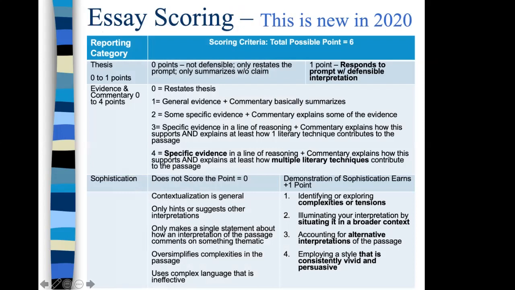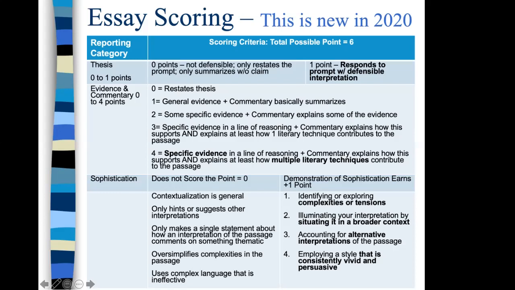The section with evidence and commentary, you want to have specific evidence and you want to have at least one literary technique, but they're looking for multiple literary techniques for a 4. So to me, that means 2, 3, maybe 4 techniques. 4 would be a lot, I think, but 2 or 3.